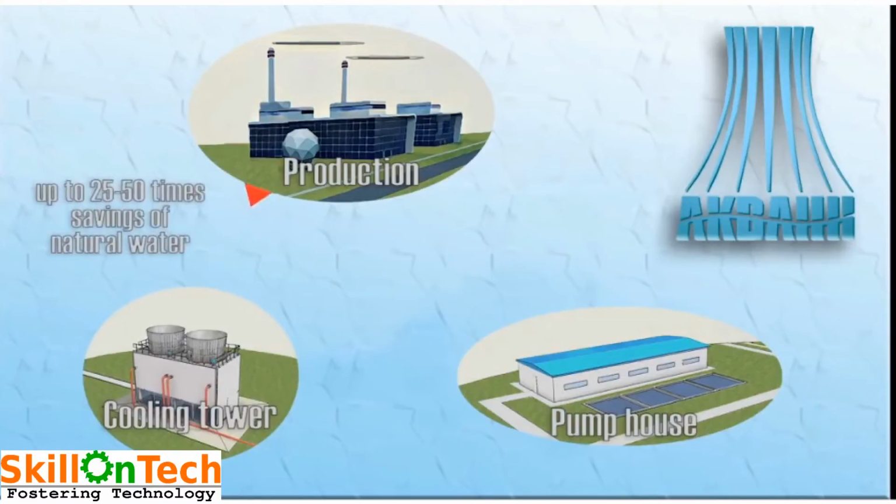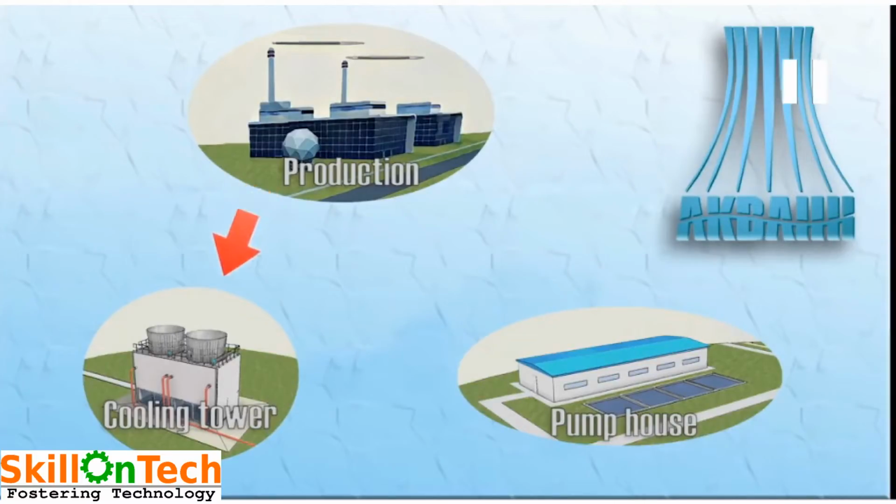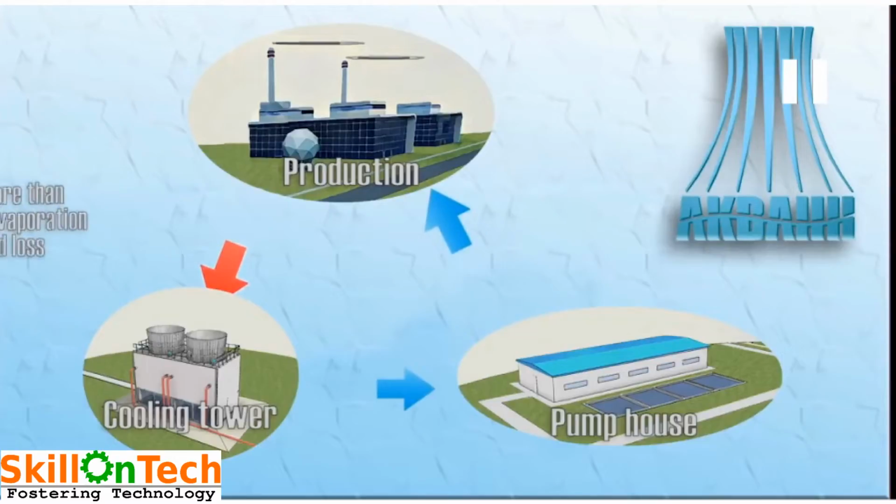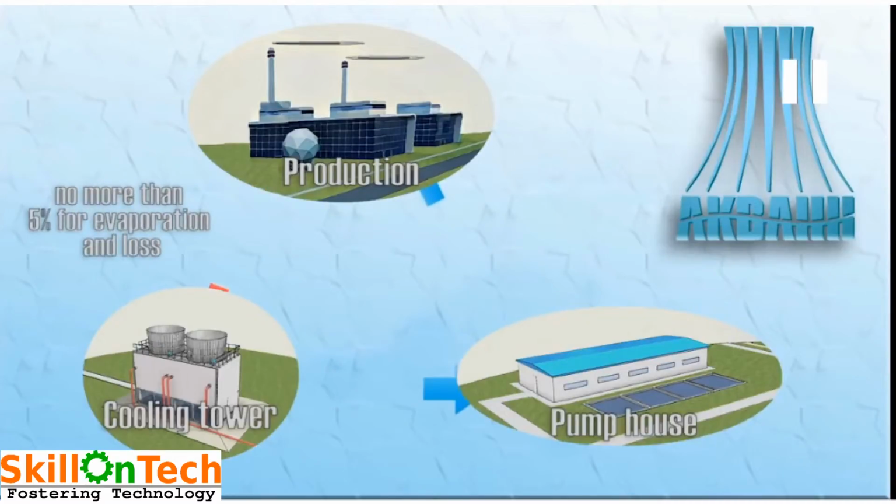So you can see in this picture, by this we can save 25 to 50 times of natural water resources by providing a cooling tower. Cooling towers are generally seen in chemical plants, fertilizer plants, refineries and other plants also where this heat rejection process is required. The evaporation losses from a cooling tower are not more than 5%.